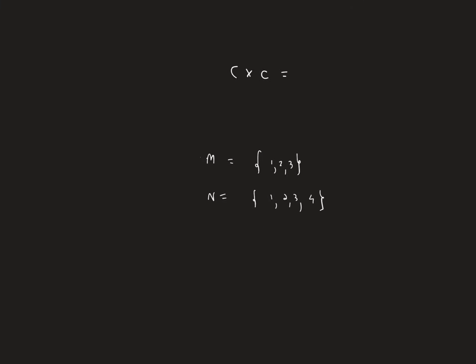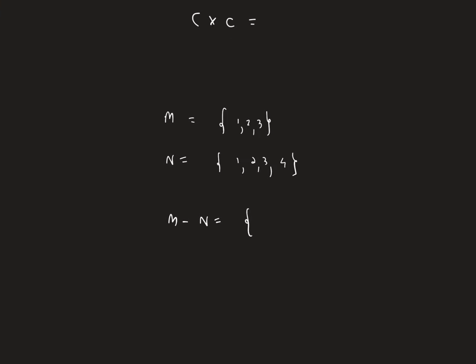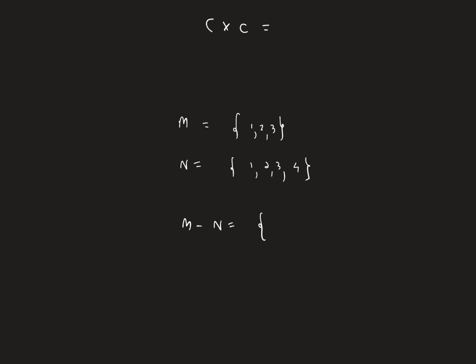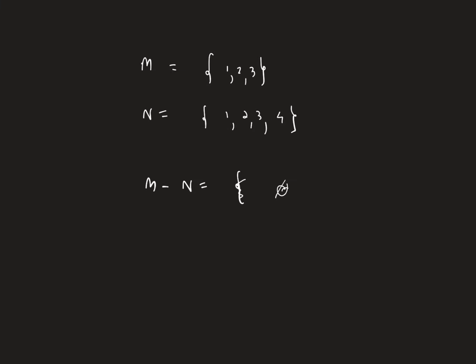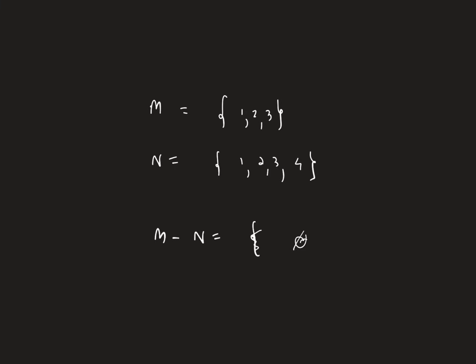If I ask you what I will get if I write M minus N, well, what you need to do here is, you know that you get nothing because it is 0, or an empty set in terms of set. Because here, 1 can be found in M and N, 2 can also be found in M as well as in N, and 3 also.